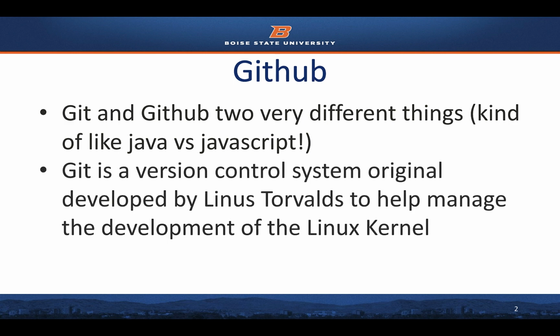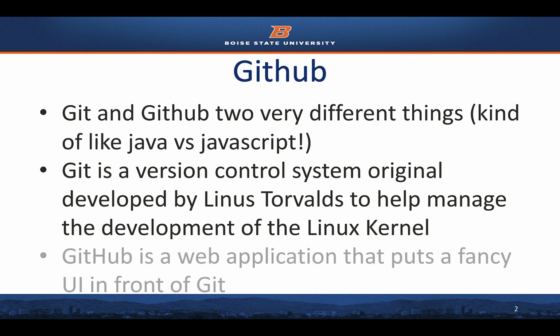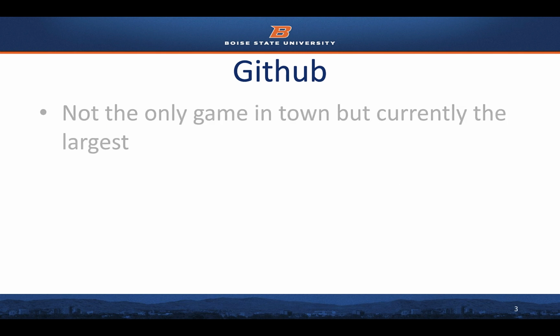So version control: Git is a version control system that was originally developed by Linus Torvalds, and he did that to help with the development of the Linux kernel. GitHub, on the other hand, is just a web application. That's all GitHub really is. It's just a web application that puts a fancy UI in front of Git. If you know how to use Git, then you pretty much know how to use GitHub because it's a lot of the same actions, but you just use your mouse instead of the command line.